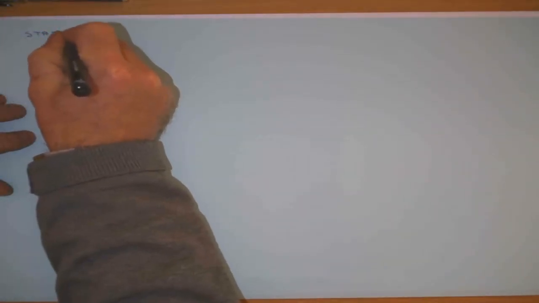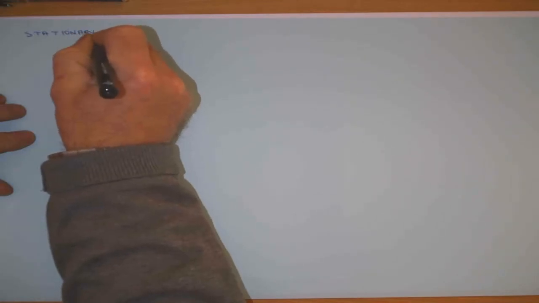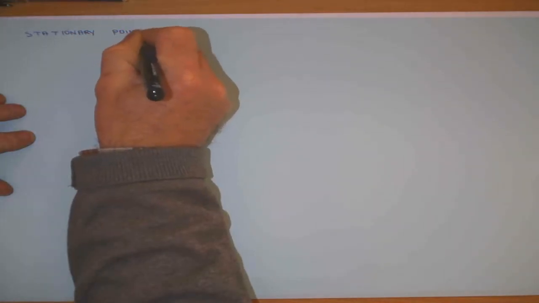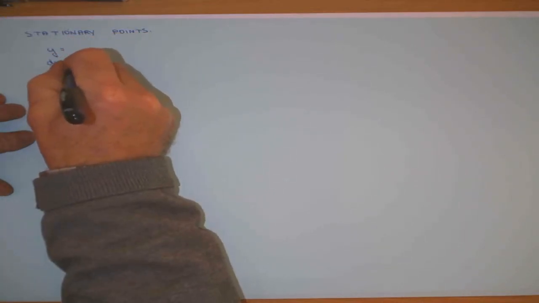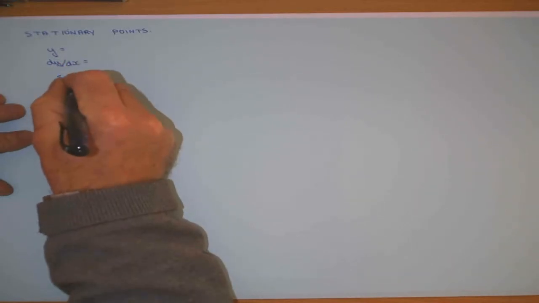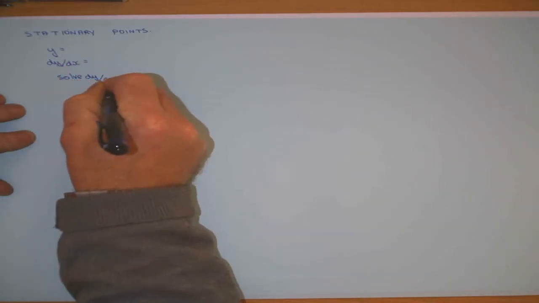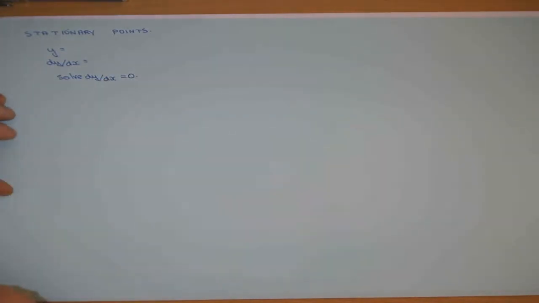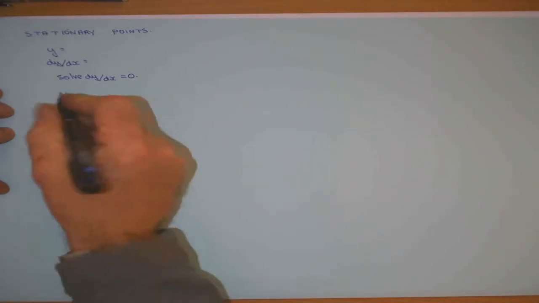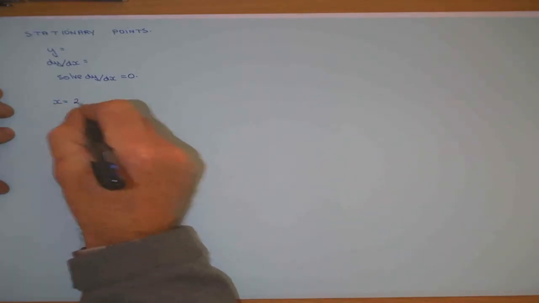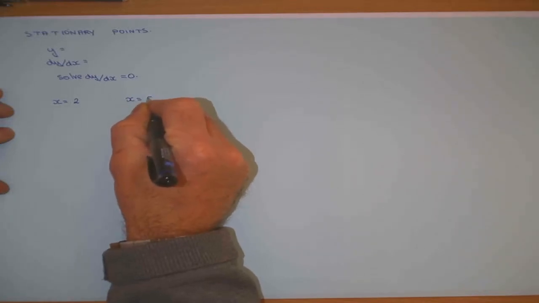Okay. Working out the stationary points. We'll be given y equal to, and then we get dy/dx, and then we solve dy/dx equal to 0. And when we solve dy/dx equal to 0, then we will get our stationary points. So let's say we get a stationary point at x equal to 2 and x equal to 5.